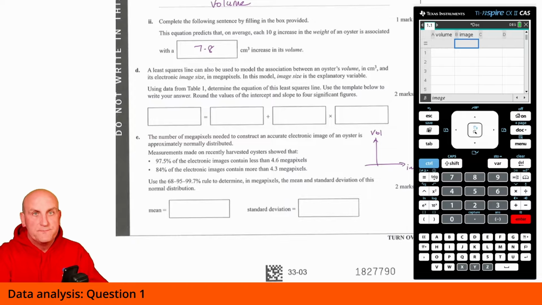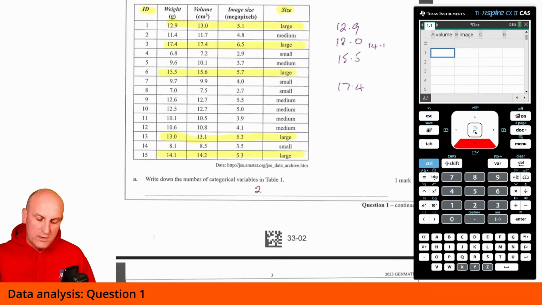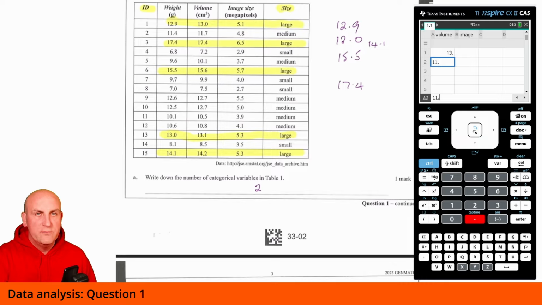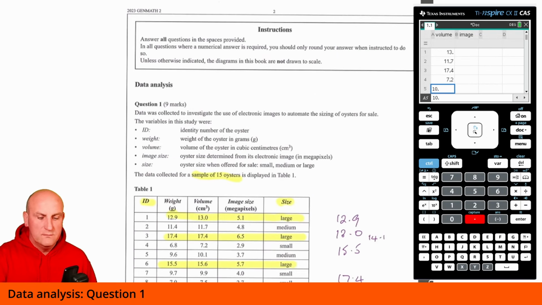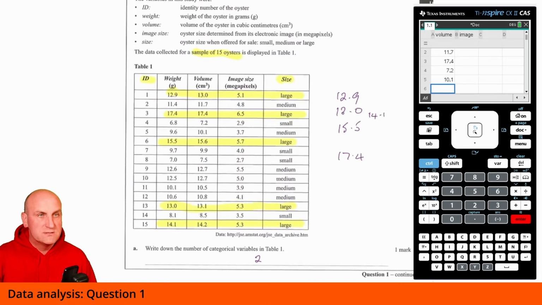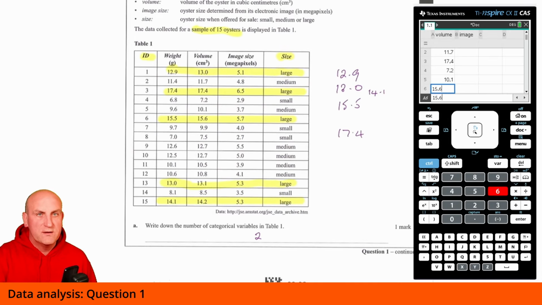Let's do image. Right, here we go. So go back to my table. We're going to put in the volume. So we've got 13, 11.7, 17.4, 7.2, 10.1. Sorry about that, my screen just squished off. 15.6, 9.9, 7.5, 12.7, 12.7 again, 10.5, 10.8, 13.1, 8.5, and 14.2.